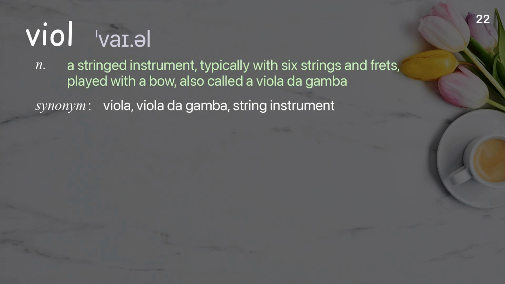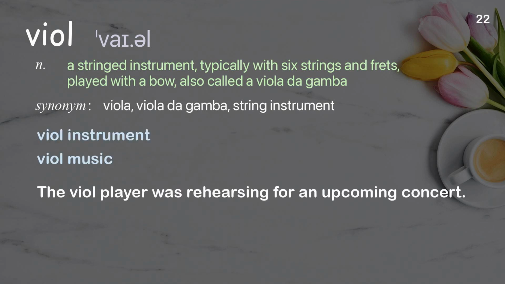Viol. A stringed instrument, typically with 6 strings and frets, played with a bow, also called a viola da gamba. Examples: Viol instrument. Viol music. The viol player was rehearsing for an upcoming concert.